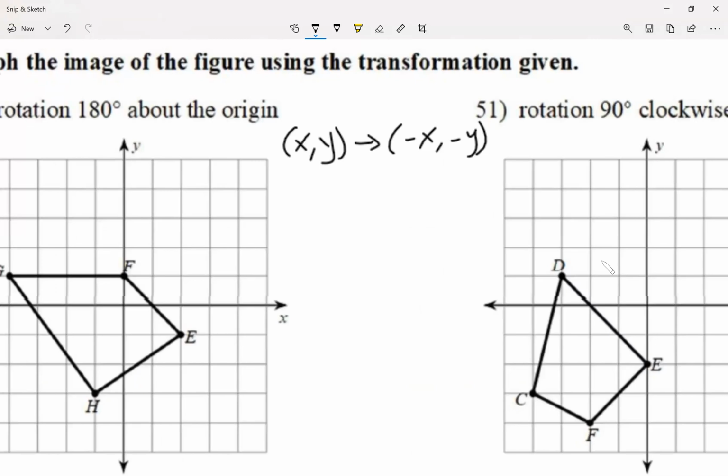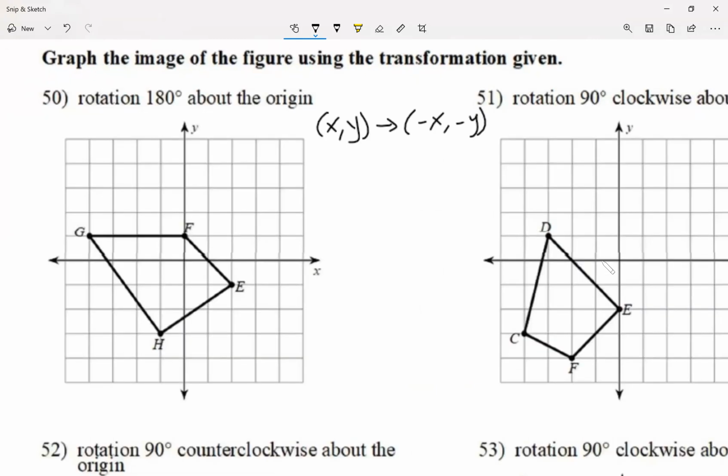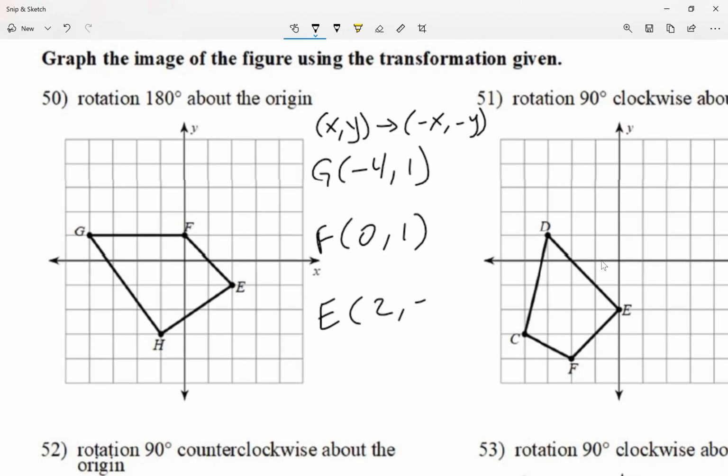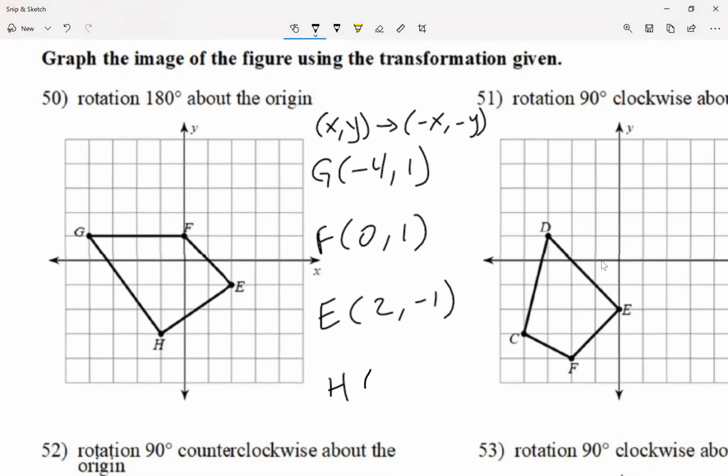Okay, so let's see. What I'm going to do to begin with, let me get the coordinates of each of my points, right? The corners. So my point G is -4, 1. My point F is 0, 1. My point E is 2, -1. And my point H is -1, -3. So I got the points that I had to begin with.